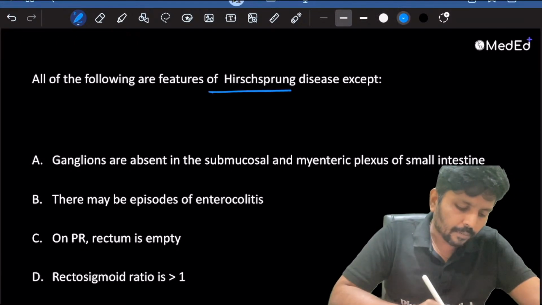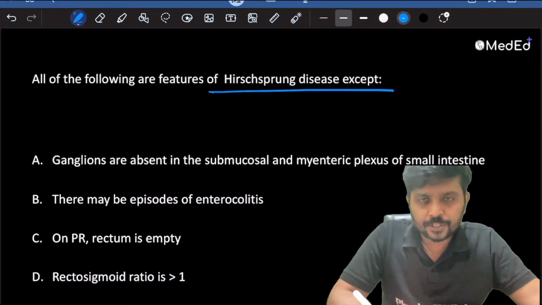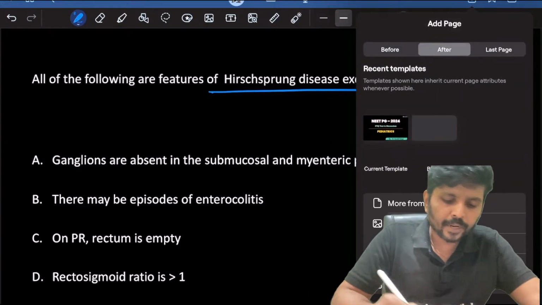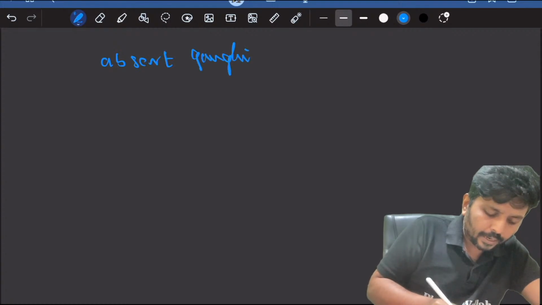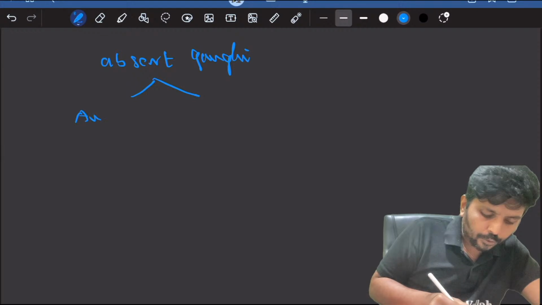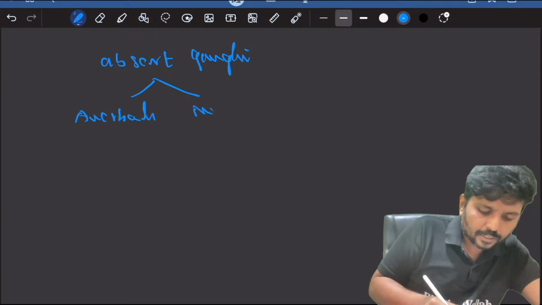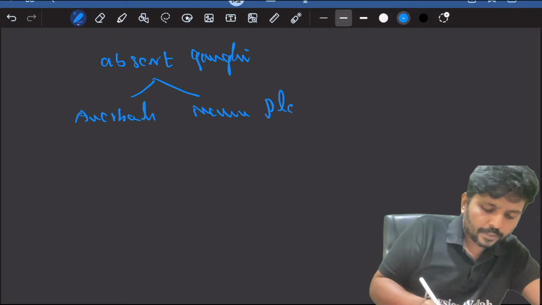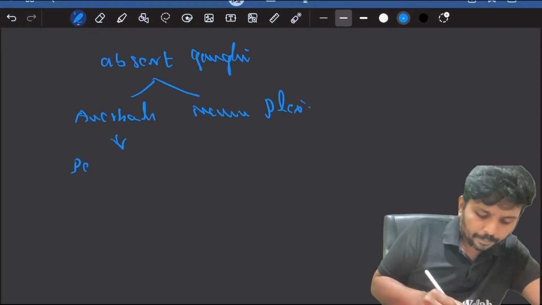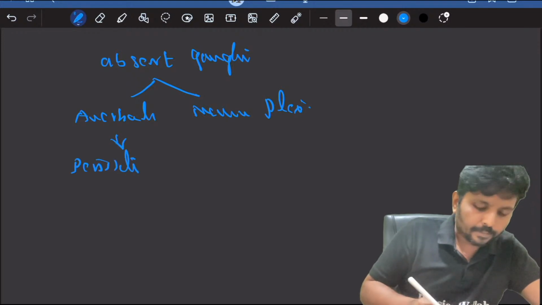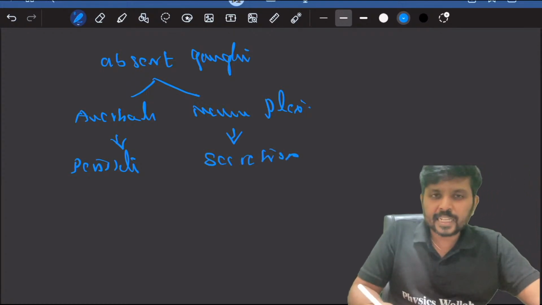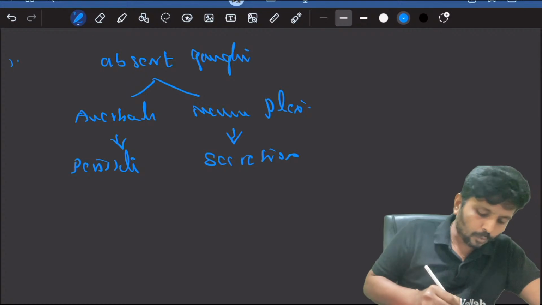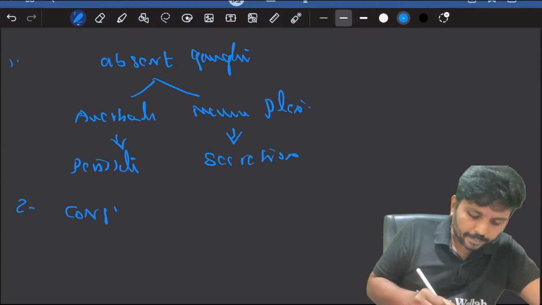All the following are manifestations of Hirschsprung's disease. So you all know that. What do you mean by Hirschsprung's disease? Hirschsprung's disease is characterized by absent ganglion. You have two plexus, Auerbach's plexus and Meissner's plexus. Auerbach's plexus is for peristalsis, whereas Meissner's plexus is for secretion. Both of them will be lost in Hirschsprung's disease. Here, what will happen? Constipation since birth.